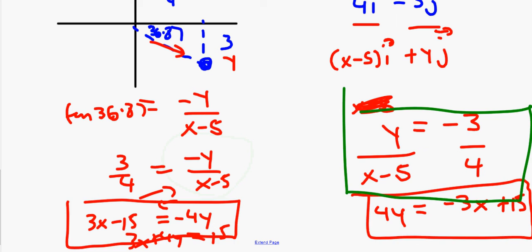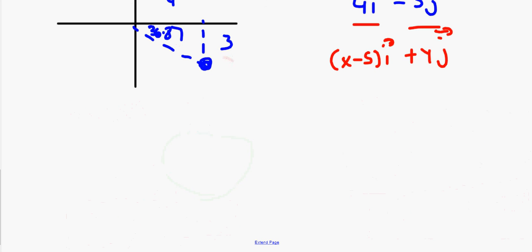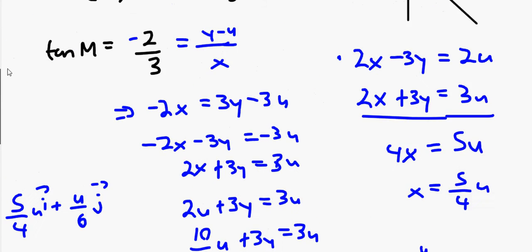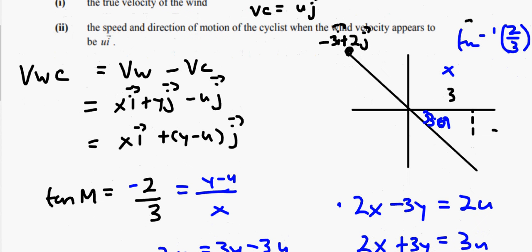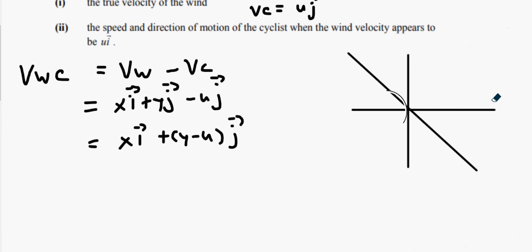Oh, jeez. Now, is there a part 2 to this question? Yeah. Alright. Happy days. Now, find the speed and direction of the motorcyclist when the wind appears to be ui. So, the wind appears to be ui. Alright. So, let's go right back to the start here.